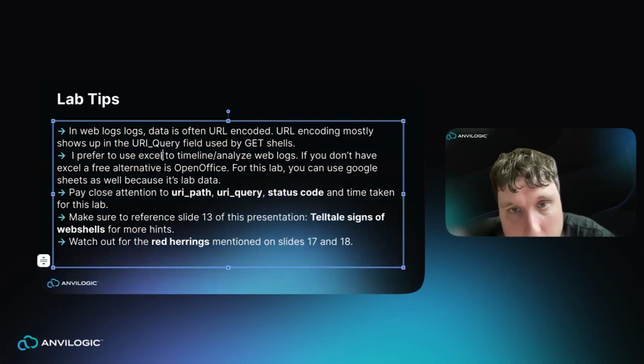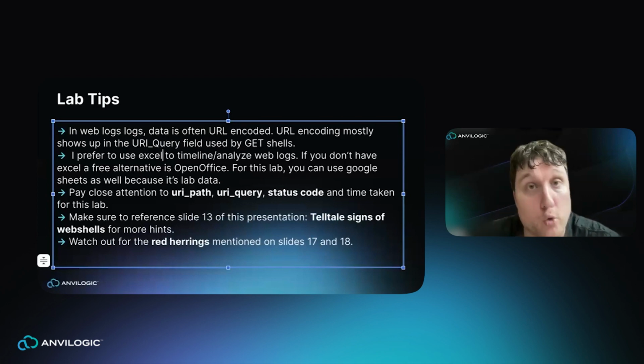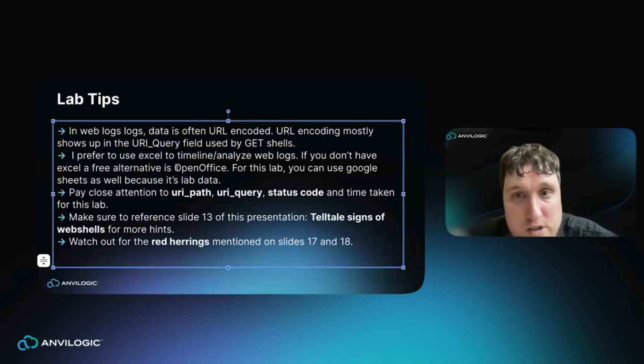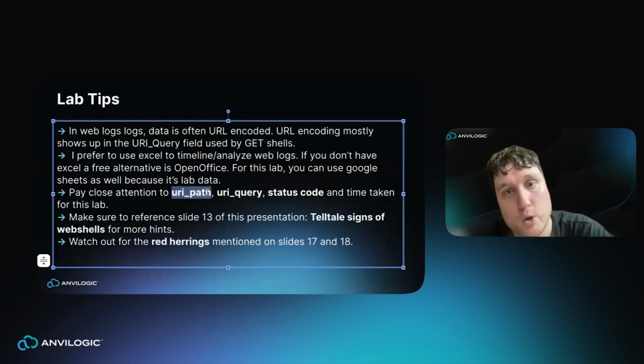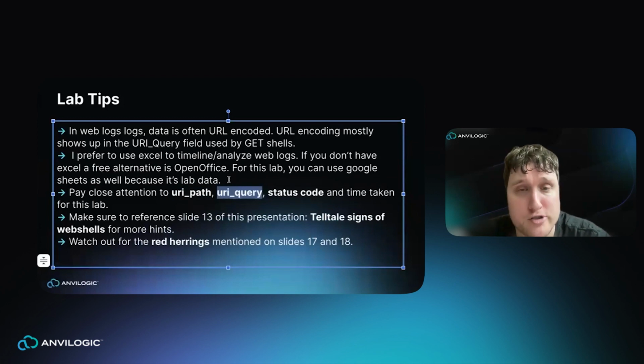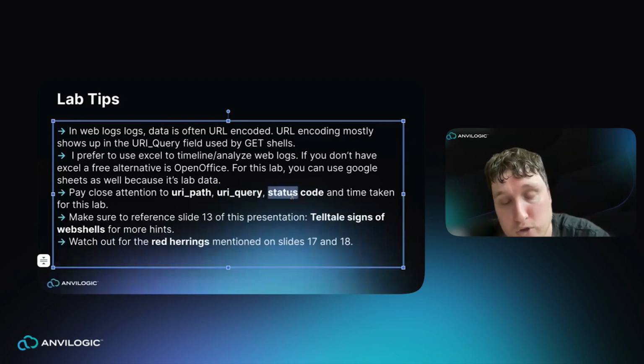What else do we have here? I like to use Excel to analyze logs, but if you don't have that, you can use Google Sheets, especially since this is lab data. Pay attention to the URI path to know what files are being accessed on the server, and the URI query to know what the person accessing the script on the web server is trying to do. If it's a GET request, that is; if it's a POST request, you're basically out of luck. Then the status code, which will tell you if it was likely successful or not, and time taken to a lesser extent.